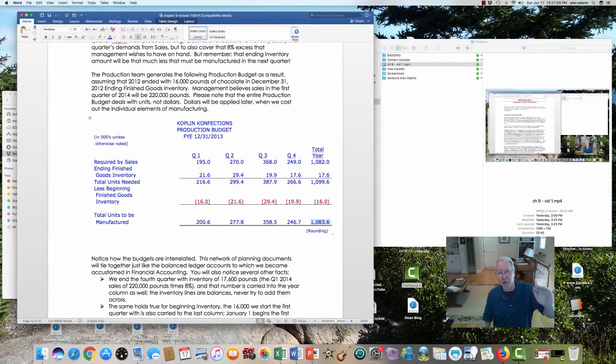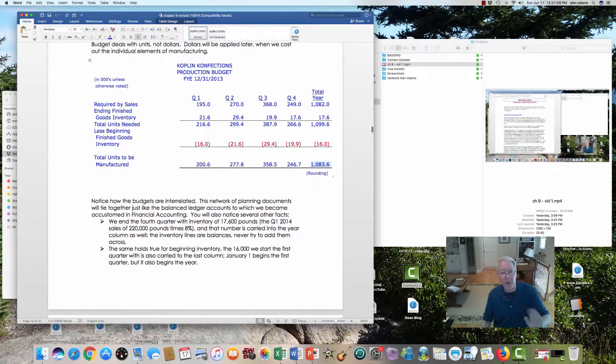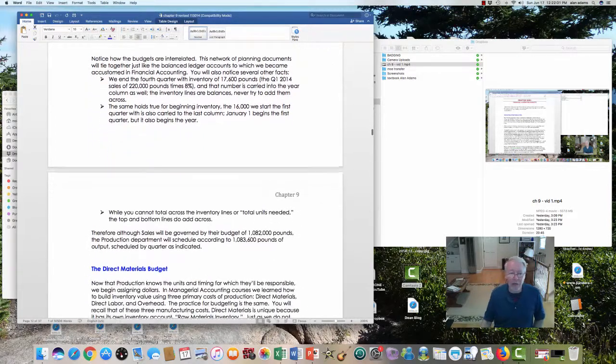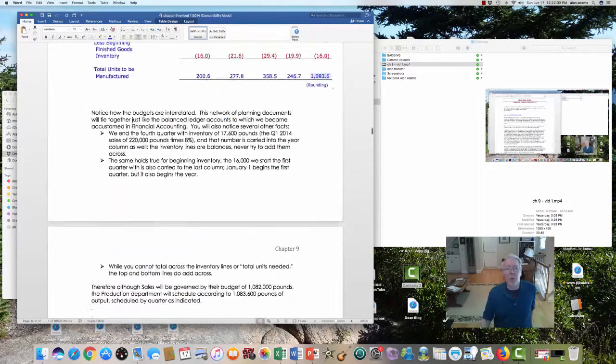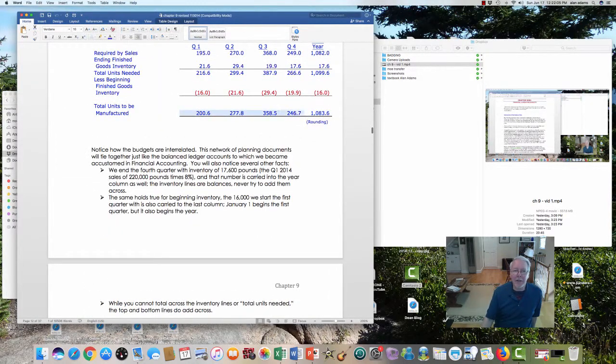Again, from the start to the finish, this entire production budget is in units, not in dollars. How do you dollarize it? Well, you know what you're going to have to make, and you remember from managerial accounting, as we call it here at Dean, ACCT 200, that we have to dollarize what we manufacture with three components. Those three components are direct materials, direct labor, and manufacturing overhead.